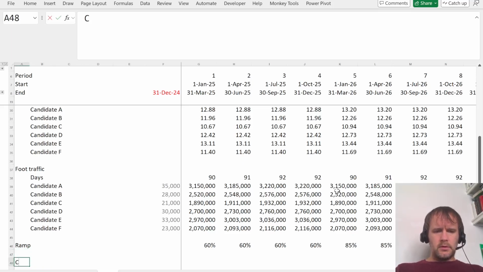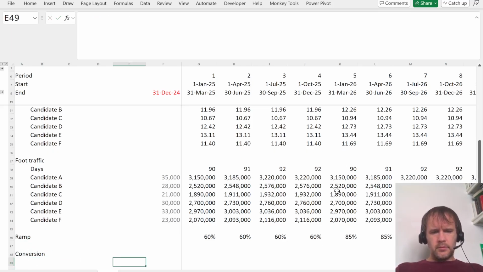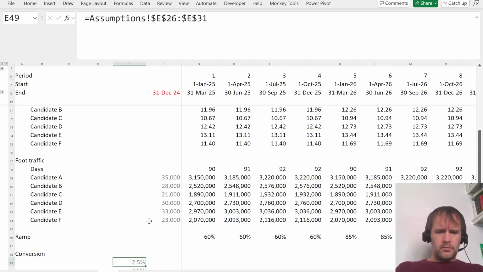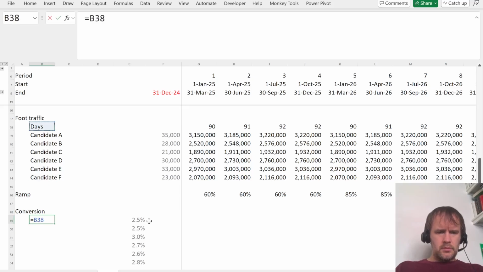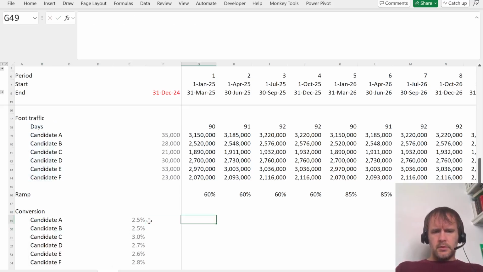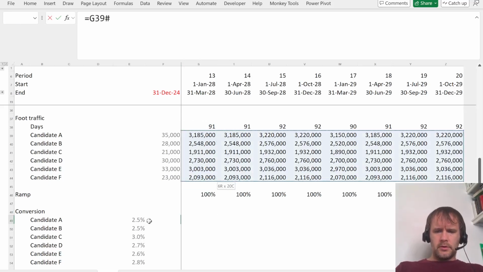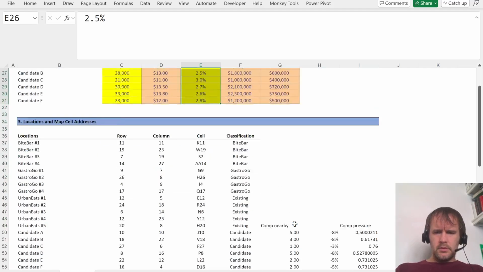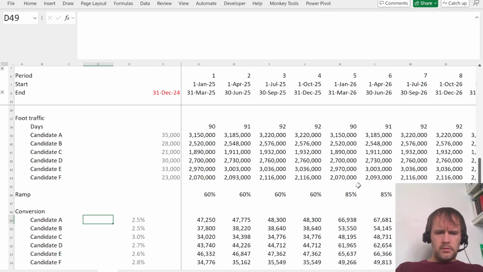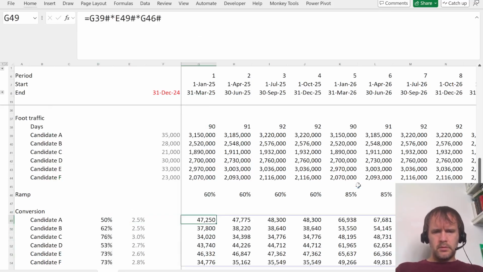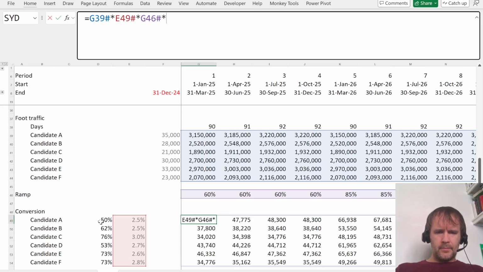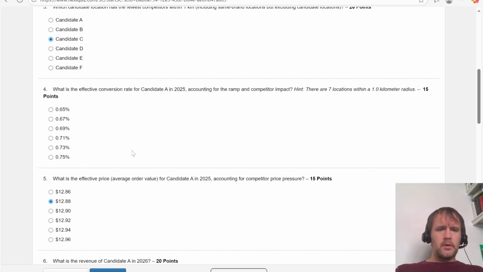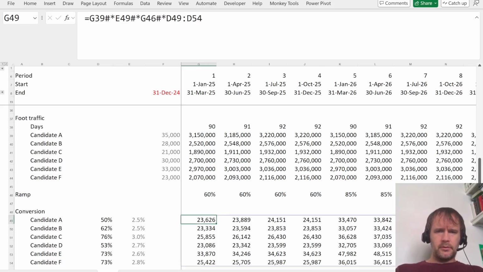So conversion. So we want the base conversion. So it's foot traffic times that times this, but also this. Okay. So, all right, what do we want? Effective conversion rate for Canada Day in 2025. Okay, so sort of.